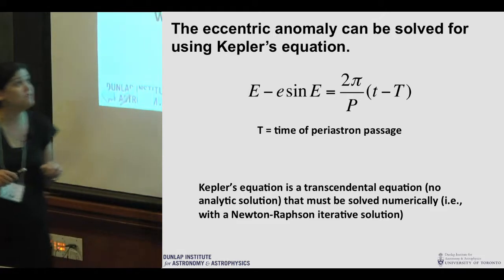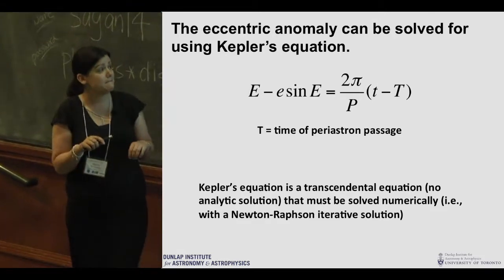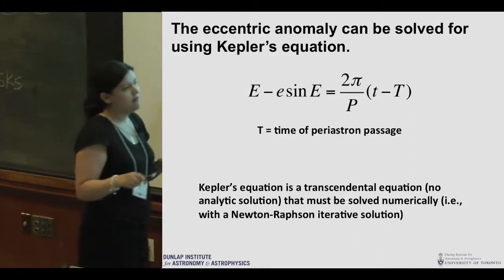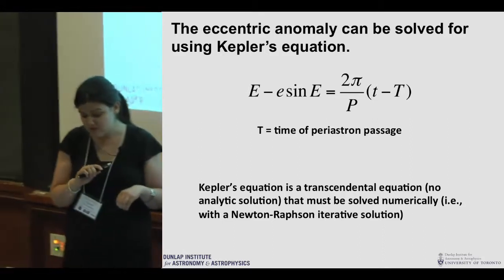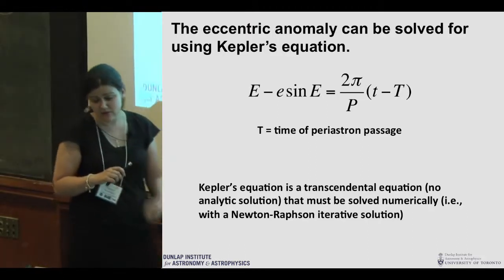As you can probably tell, there's no analytic solution for this equation. Kepler's equation is transcendental, which means that it has to be solved numerically. I'm not going to go through the numerical ways of solving this, but you could look up, for instance, this kind of iterative solution method that you can use to solve for this.